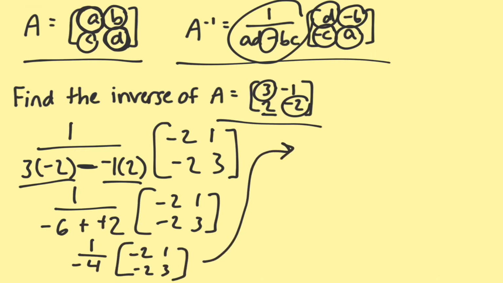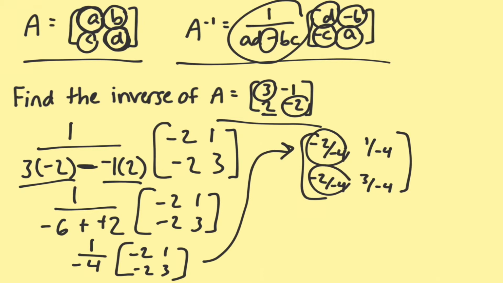And then we can distribute the negative 1/4 in. So basically we can put everything over negative 4. And these two can simplify to 1/2.